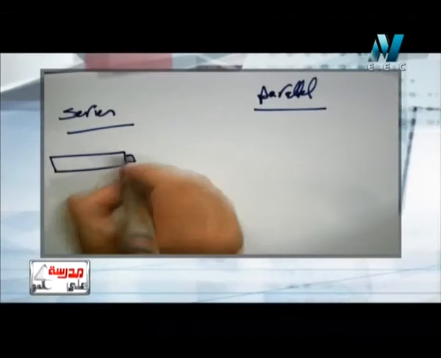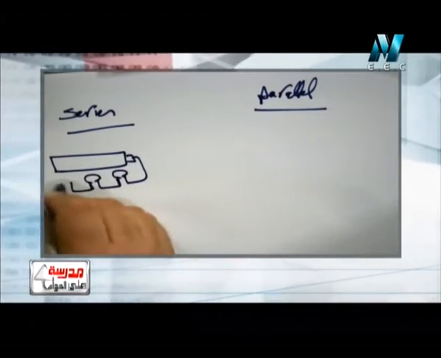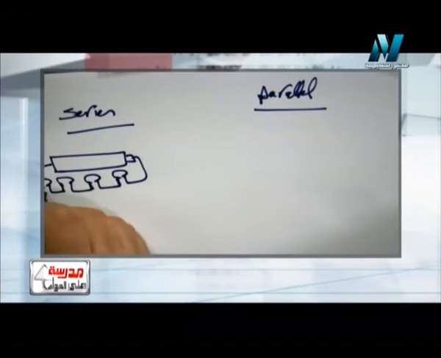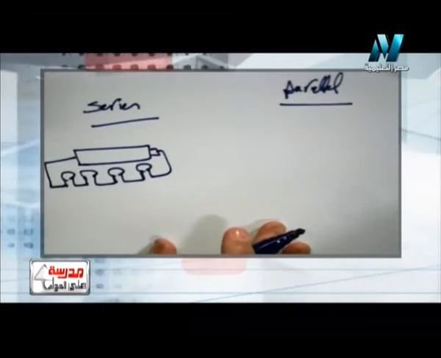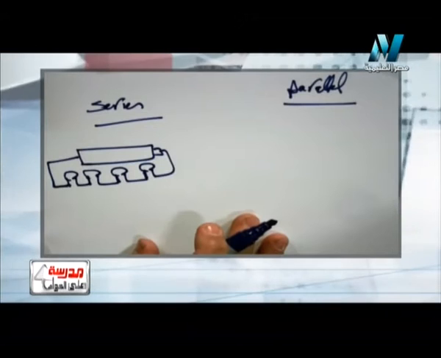What's the difference between them? I have a battery here like this. Okay, and I have the first lamp, the second lamp, the third lamp, and also the fourth lamp. Okay, so what's happening here? When I increase the lamps, the light intensity decreases.